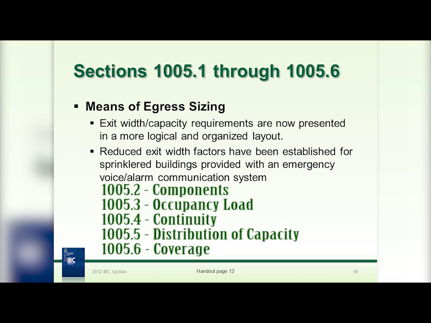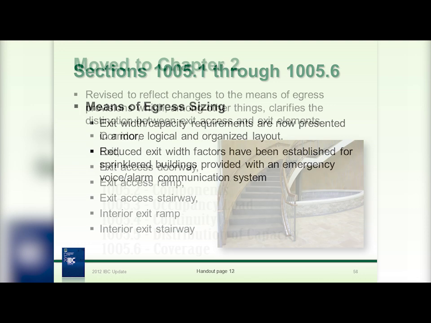I do want to point out that under stairways and others, the reduced exit width factor that was in the 2006, removed in the 2009, has been reestablished for sprinklered buildings, provided they also have an emergency voice alarm communication system. So hopefully that'll help people get that good balance for those type of provisions.